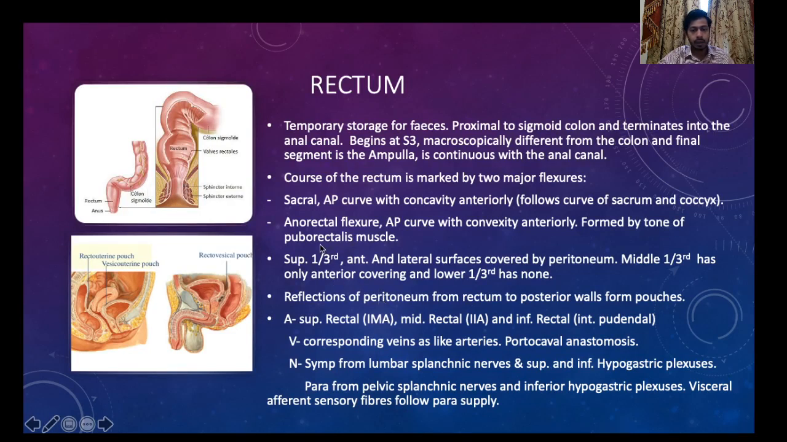And we can then break down the rectum into the superior part, which is the superior third, and it's anteriorly and laterally covered by the peritoneum. Like I said, this part is actually called the mesorectum, and so it would be intraperitoneal. In the middle third, only the anterior aspect is actually covered by the peritoneum. And the lower third has none, so it doesn't have any folds.